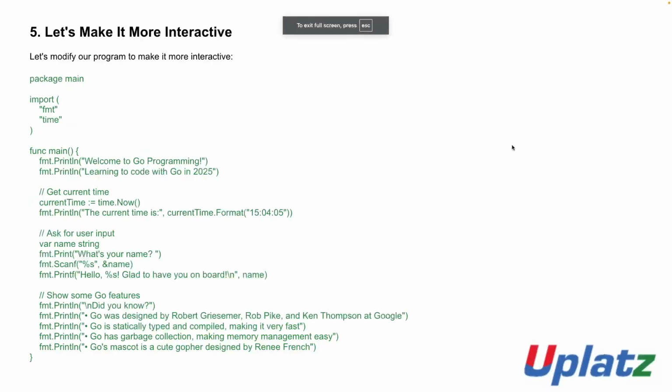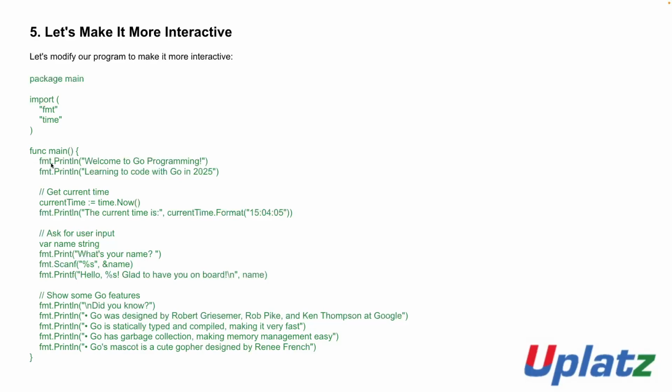Slideshow. Go to next. Let's make it more interactive. Let's modify our program to make it more interactive. Package main. This is the main file to be executed. Import means it imports two packages, and we don't need to write import twice. We write fmt and time within the same import command using brackets. Please note that there is no comma after fmt.